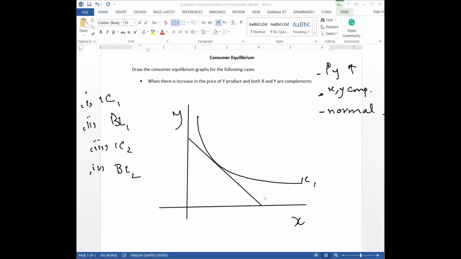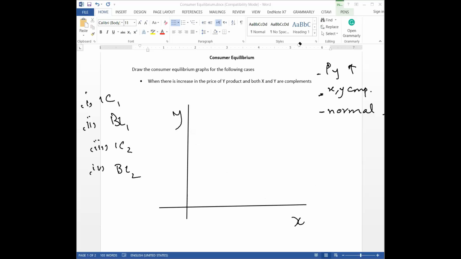So this is our BL1. This is the E1 point. Okay, so now we have noticed that the price of Y has increased. So definitely product Y will decrease. One thing I did wrong is that since the products are complements, the indifference curve is not like this. So let me clear the diagram again.